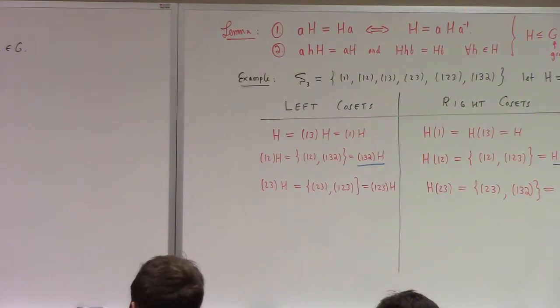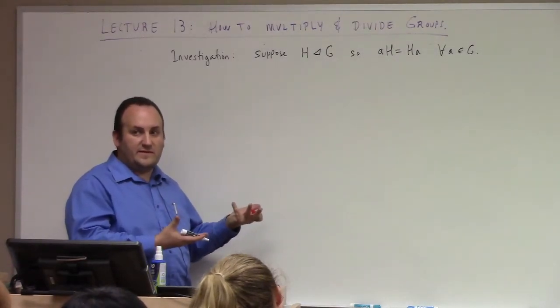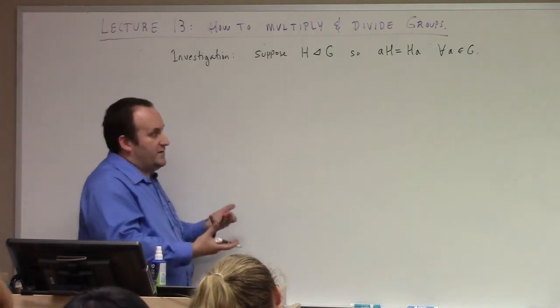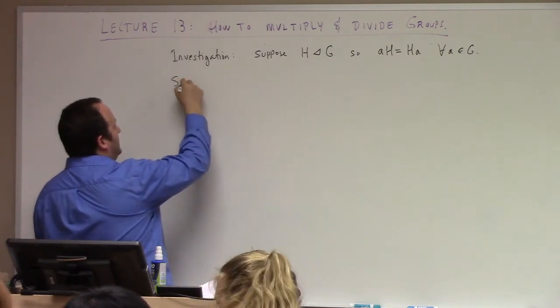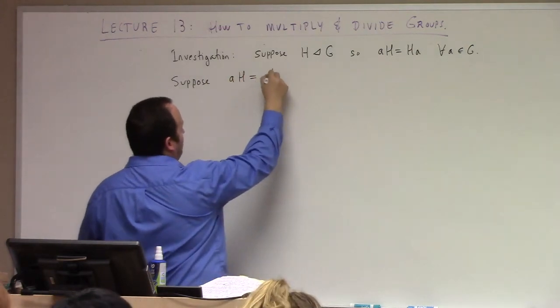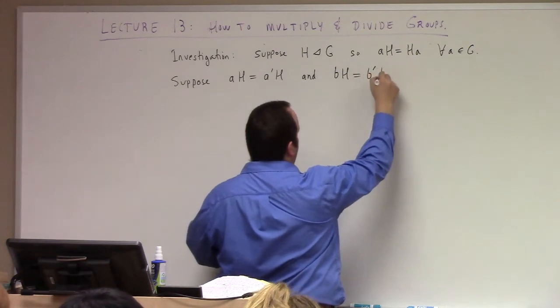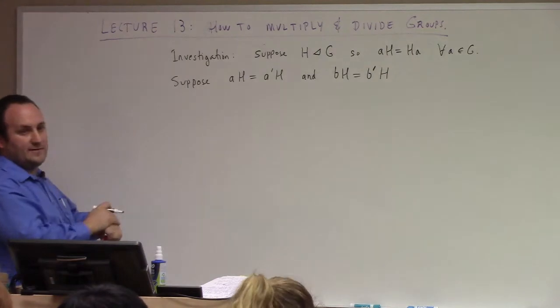So what do we want to do? We want to check that this product is independent of representative. Right? That's the thing about cosets, there's an ambiguity. You have choices of representative. So whenever you're defining something in terms of cosets, we're obliged to show that the construction is independent of the choice of representative. So we're going to suppose we've got two different choices. Suppose AH is A prime H, and BH is equal to B prime H.